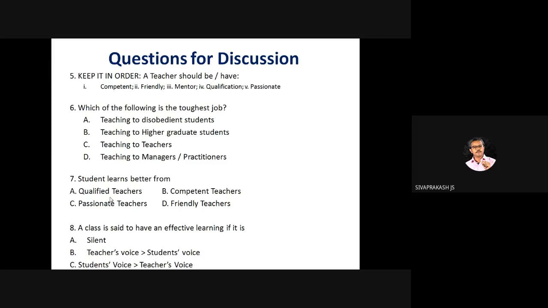Take some time and think. Whatever I have given here, all the 5 carry important weightage and are characteristics of a teacher. Right? So which one will you give first preference, and then second preference, and third preference? So competent, friendly, mentor, qualification, passionate.